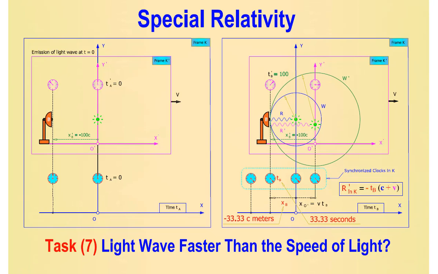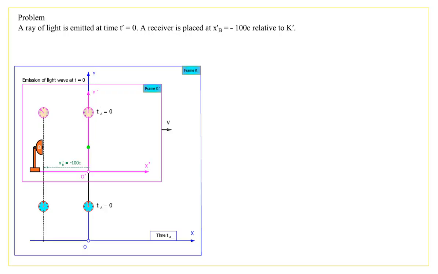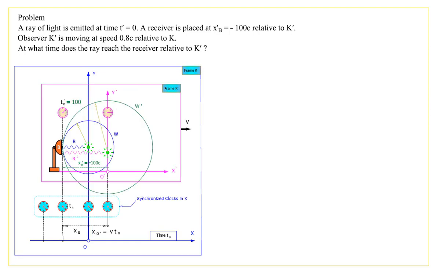Special relativity. Light wave faster than the speed of light. A ray of light is emitted at time t' equals 0. A receiver is placed at x'_B equals negative 100c relative to K'. Observer K' is moving at speed 0.8c relative to observer K. At what time does the ray reach the receiver relative to K'?